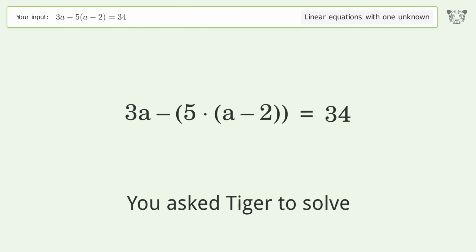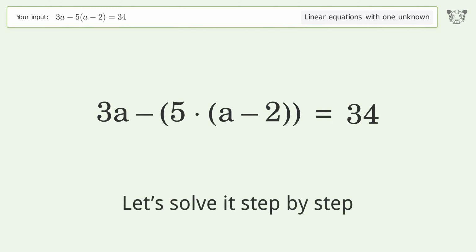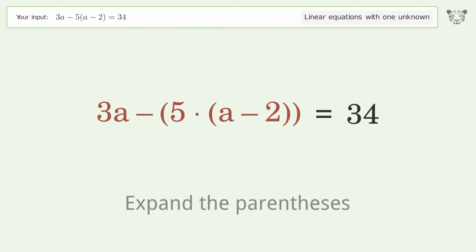You ask Tiger to solve. This deals with linear equations with one unknown. The final result is a equals negative 12. Let's solve it step by step. Simplify the expression. Expand the parentheses.